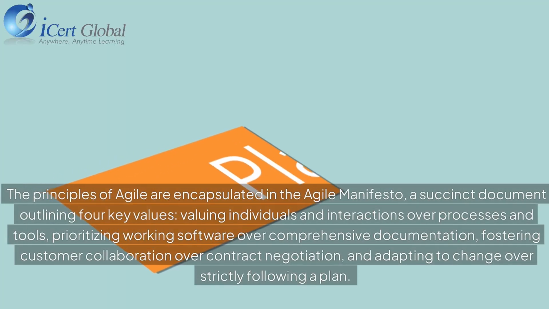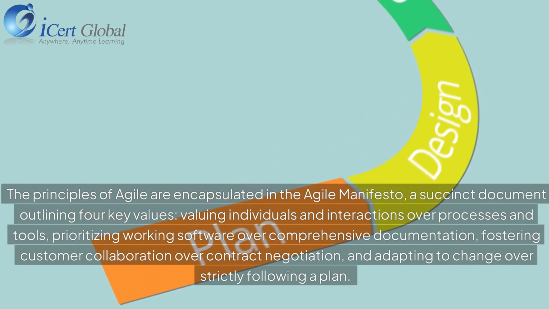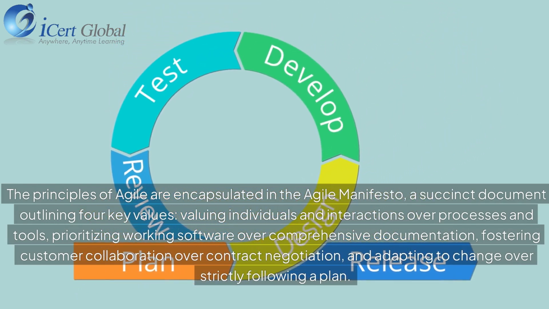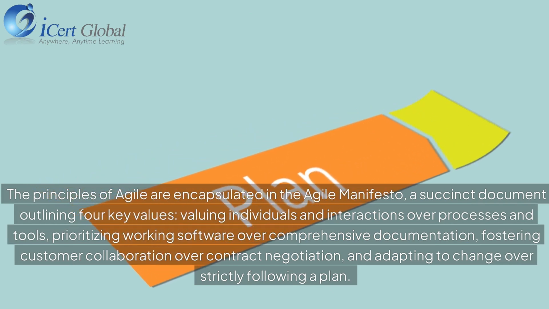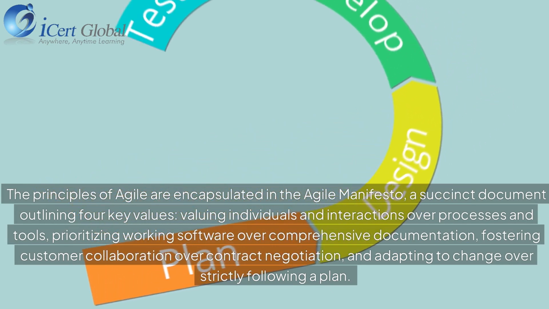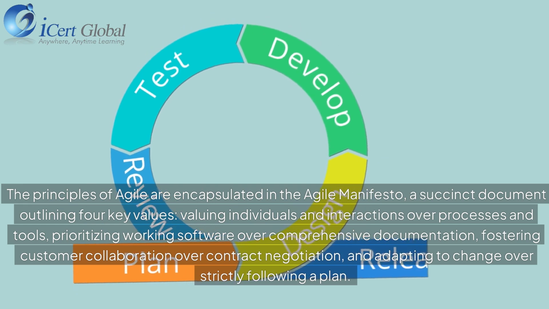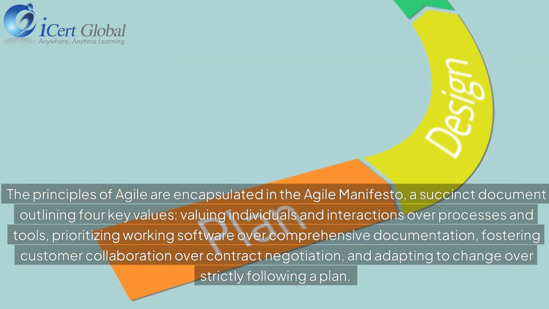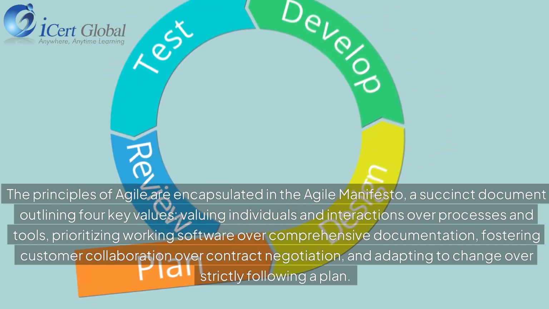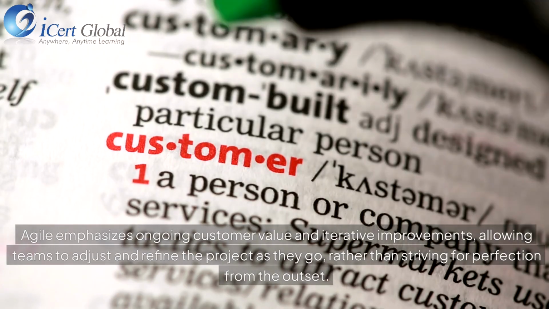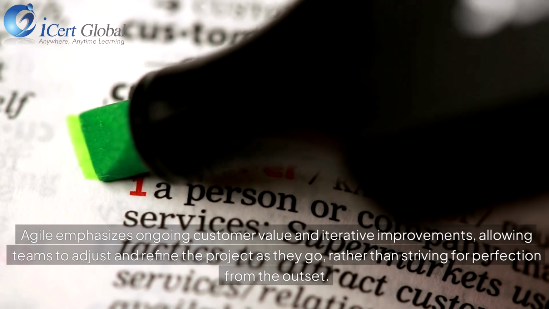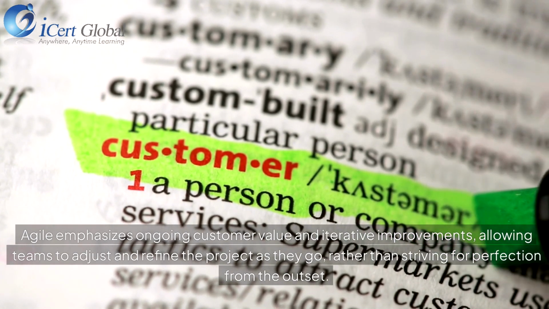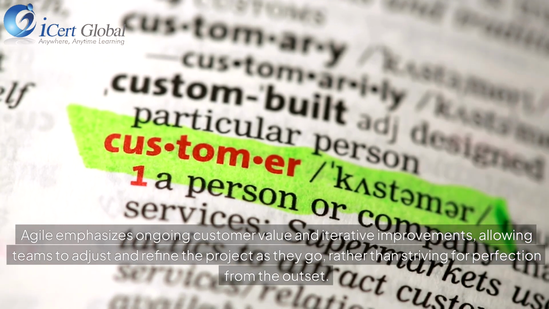The principles of Agile are encapsulated in the Agile Manifesto, a succinct document outlining 4 key values: valuing individuals and interactions over processes and tools, prioritizing working software over comprehensive documentation, fostering customer collaboration over contract negotiation, and adapting to change over strictly following a plan. Agile emphasizes ongoing customer value and iterative improvements, allowing teams to adjust and refine the project as they go, rather than striving for perfection from the outset.